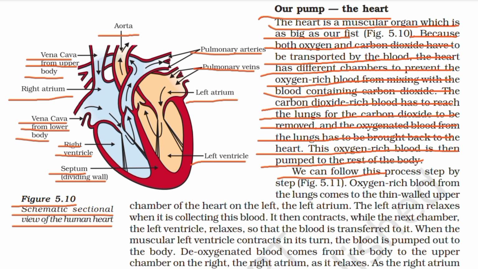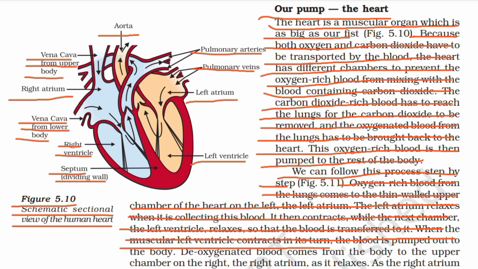We can follow this process step by step. Oxygen-rich blood from the lungs comes to the thin-walled upper chamber of the heart, the left atrium. The left atrium relaxes when it is collecting this blood. It then contracts while the next chamber, the left ventricle, relaxes so that the blood is transferred to it. When the muscular left ventricle contracts in its turn, the blood is pumped out to the body.